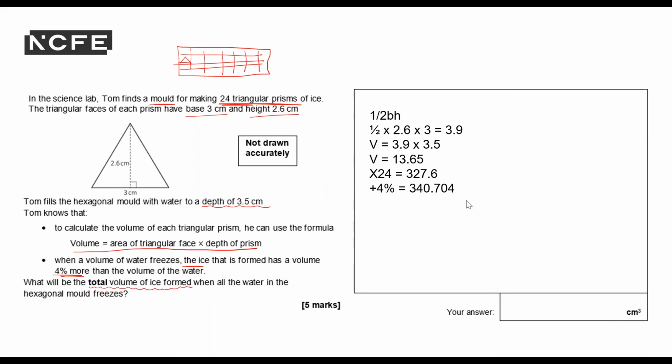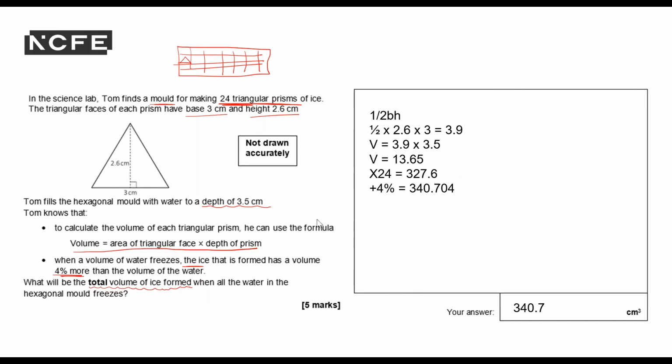And then, have I answered my question? What will be the total volume of ice formed? The total volume of ice formed will be, I can either round that up to 341, or 340.7. Have I included all the information? Yes, there was 24 of them. I remembered to do that. I've got the volume. I used the right formula. So I'm pretty confident I've got 5 out of the 5 marks there.